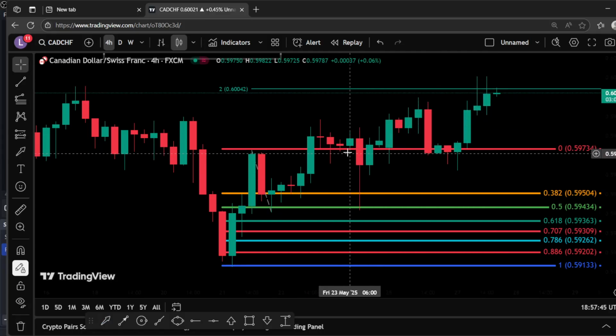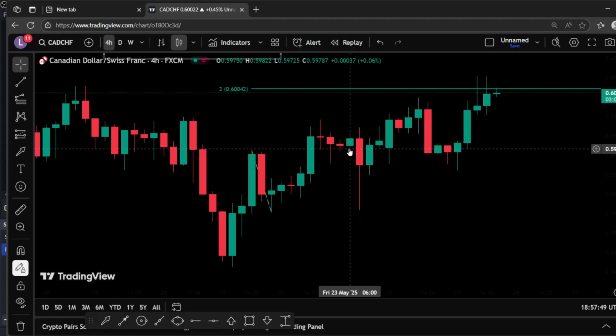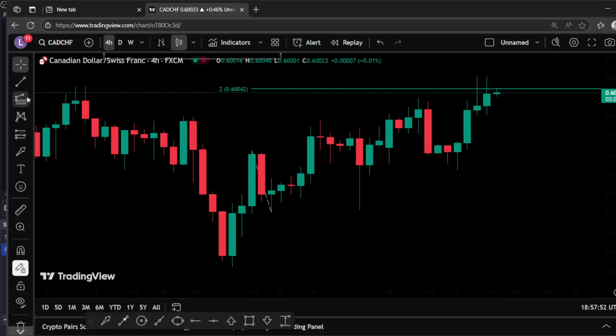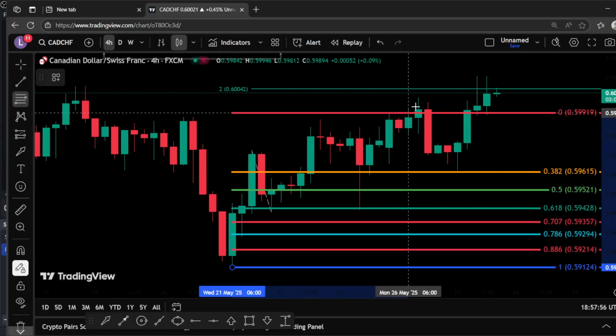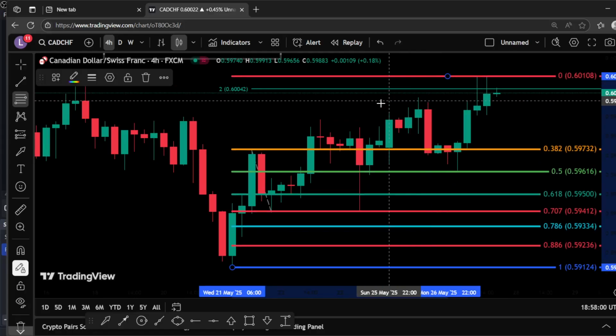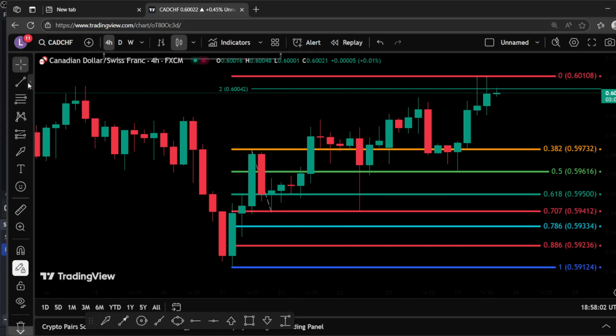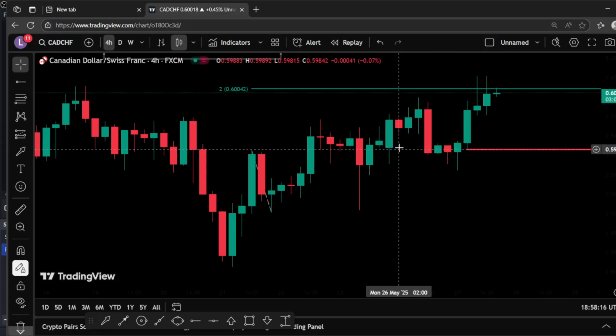So how do you measure your take profit? You basically measure from the impulsive leg to where it terminated, the D leg. My take profit is right here at this 0.382. That is where I'm going to take my take profit, and my stop loss is going to be above the D leg.